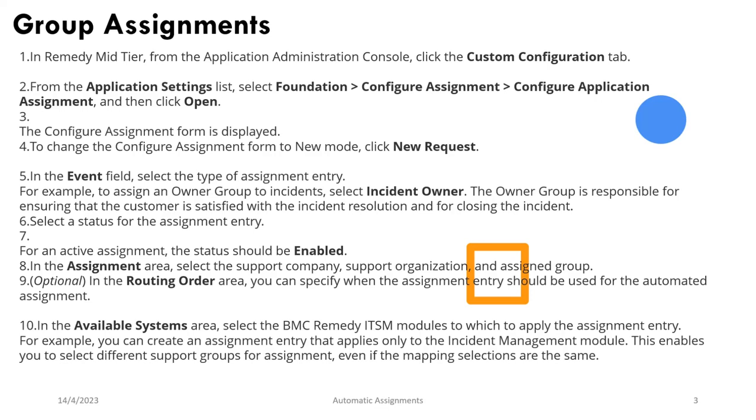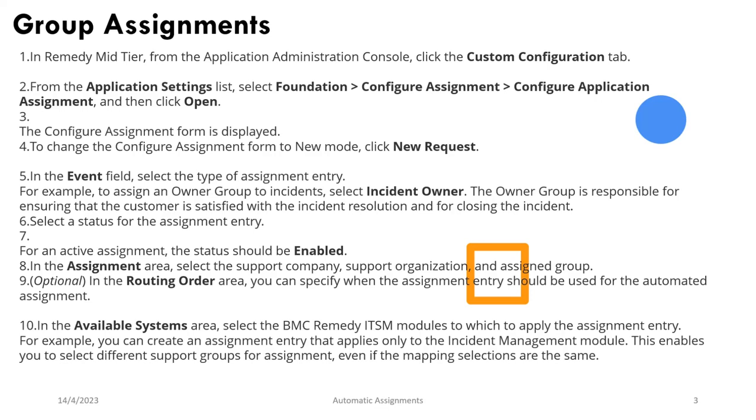Then you have to define the event, which is basically what type of assignment this is. Okay. So if you want to set, for example, an incident assignee, incident owner, change coordinator, or change owner, you can define through the event what particular support group you have to define for which application. We will see this in the actual scenario. Okay. Then you have to define the assignment group, which group you want to automatically assign the ticket to, so that also you can define.